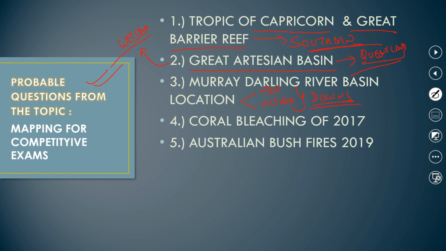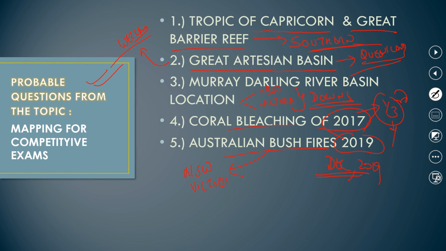And the fourth one, the coral bleaching of 2017. It was the most devastating coral bleaching to date. It killed approximately one third of the corals of the Great Barrier Reef. And lastly, the Australian bushfires of December 2019, which states faced the major losses? It was New South Wales and Victoria.